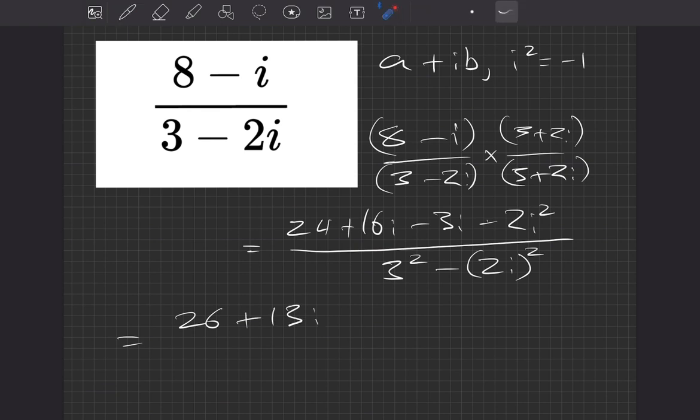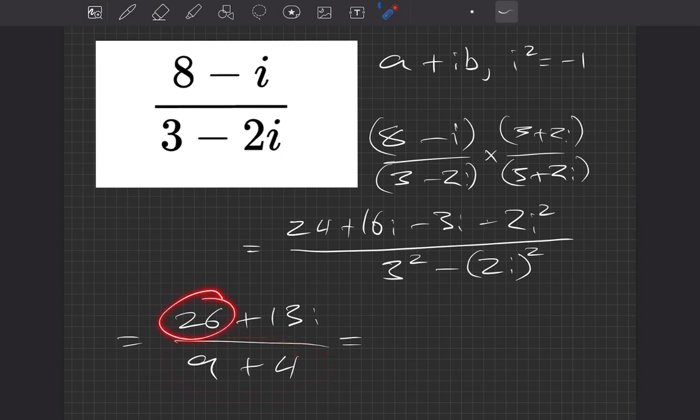On the bottom then, what are we going to get? Well, 3 squared is 9. Nice and easy. And when we do 2i squared, the 2 becomes a 4. And the i squared is going to become minus 1. So actually, this is going to become plus 4. So altogether then, the 9 plus 4 is 13.